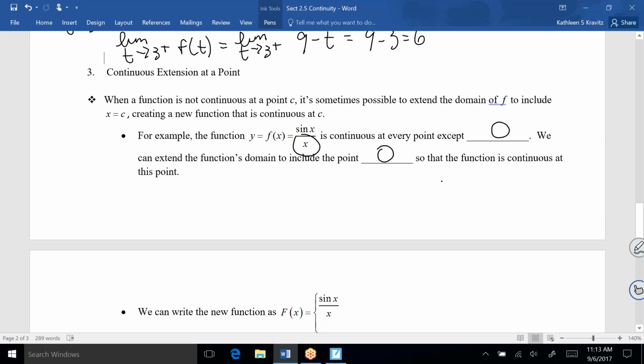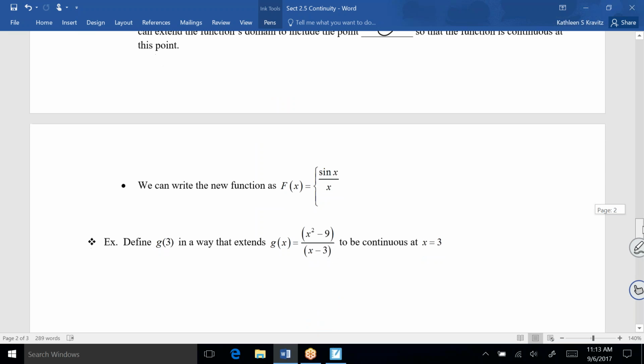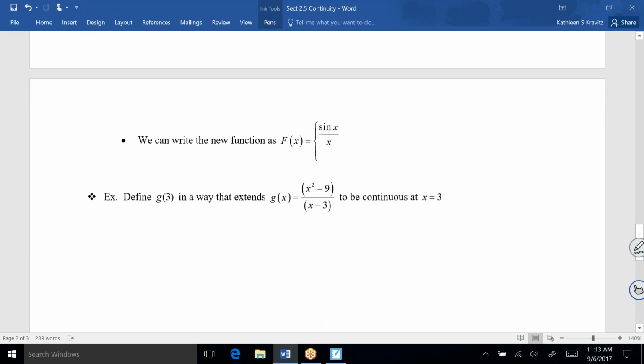So the way that we can write that is with this piecewise defined function. We're going to write a new function, and we're going to call that capital F of x. The first part is going to be sine of x over x as long as x is not equal to 0, because 0 is where the problem is in this function. And then we can define it to be something when x is equal to 0. So let's define that to be equal to 1.